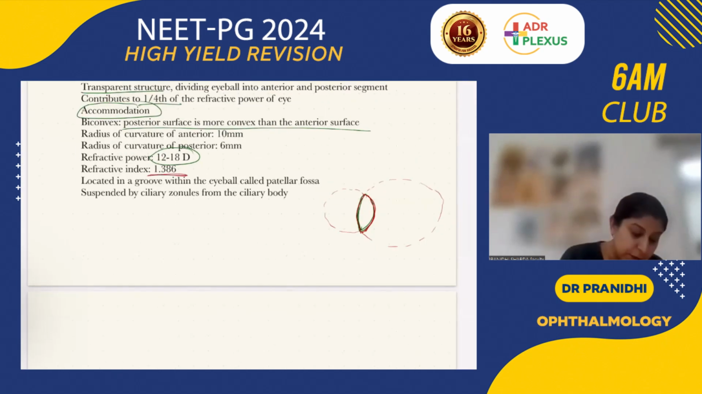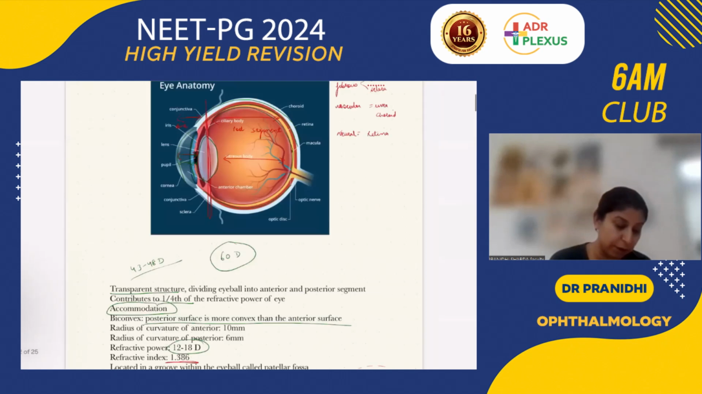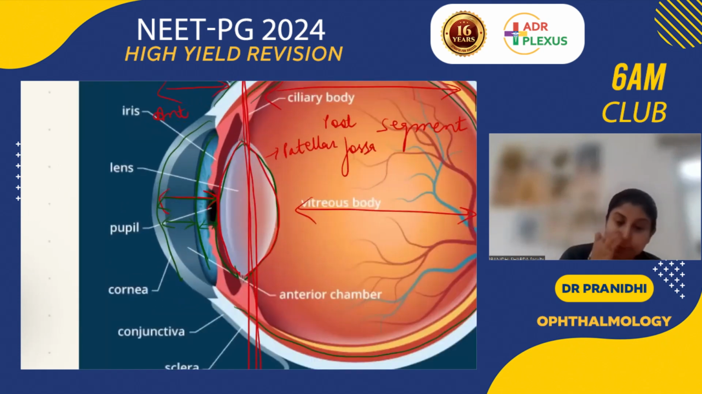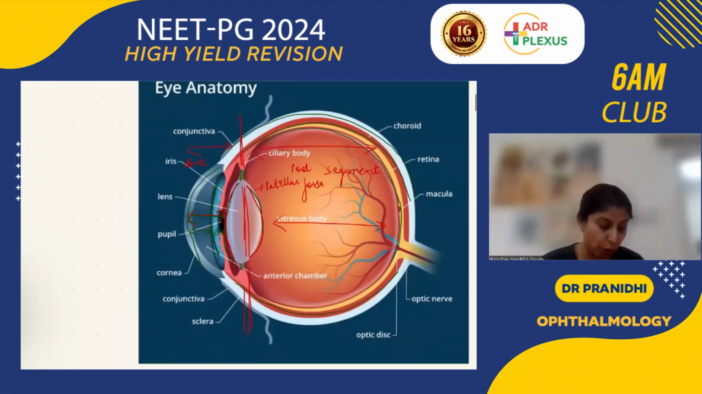The refractive index of the lens is 1.386 and it is located in a groove within the eyeball called the patellar fossa. The groove in which this lens is suspended is known as the patellar fossa, and it is suspended in its normal position. Here you can see, I hope you can appreciate these structures. It is suspended in its position with the help of the ciliary zonule.